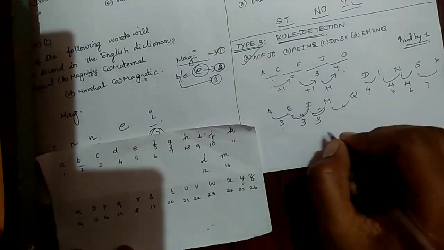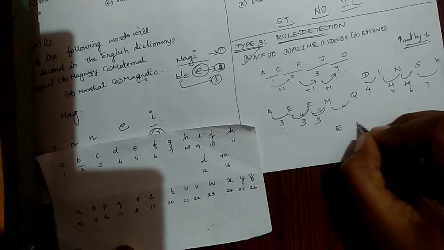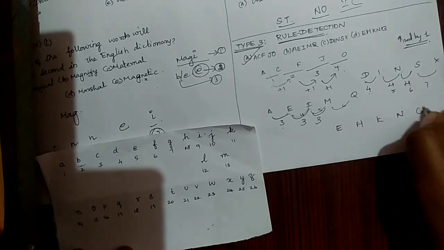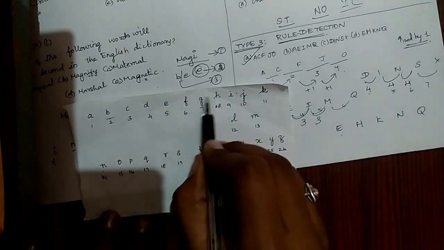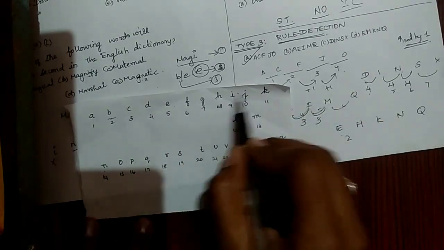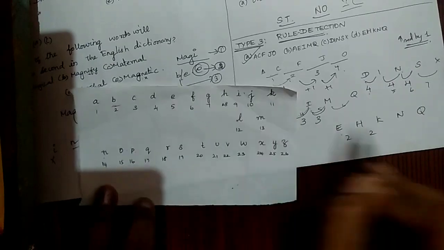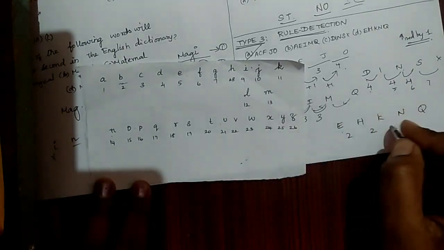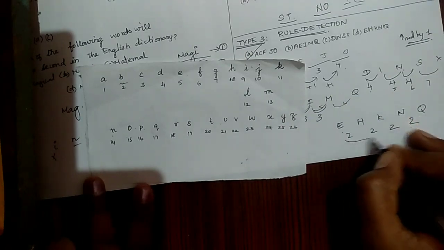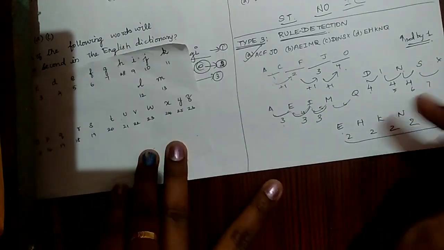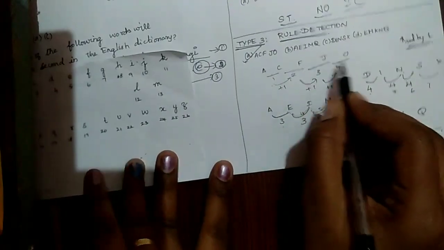Now let's check option D. E, H, K, N and Q. Between E and H we have 2, between H and K we have 2, between K and N we have 2, and between N and Q we have 2, right? So these are all 2. Thus the answer is option A, C, F, J, O.